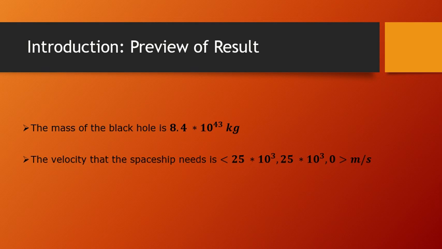As a preview of the results, I have found that the mass of the black hole is 8.4 times 10 to the power of 43 kilograms, and that the initial velocity of the spaceship is the vector of 25 times 10 to the power of 3, 25 times 10 to the power of 3, 0 meters per second.